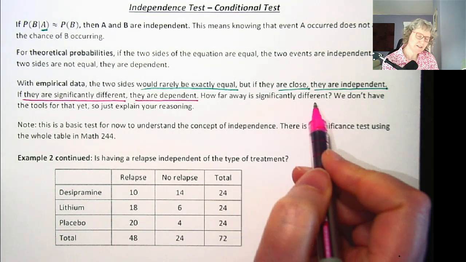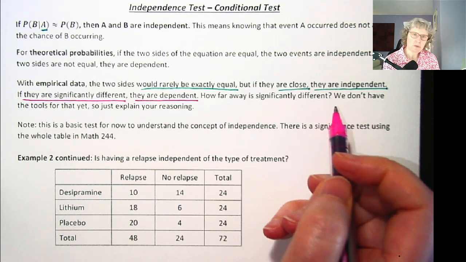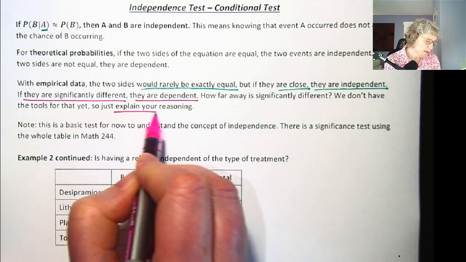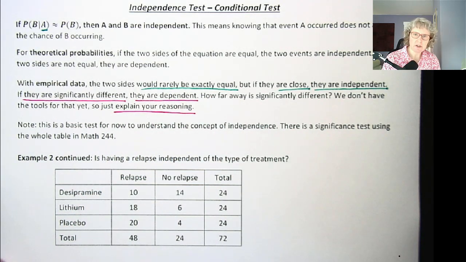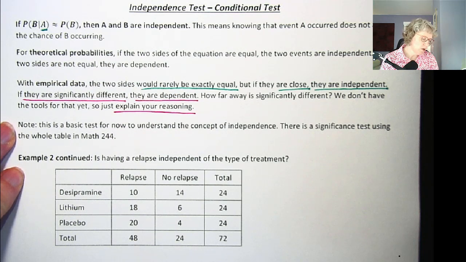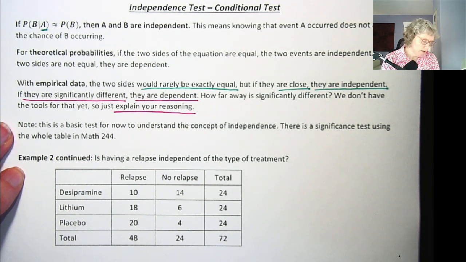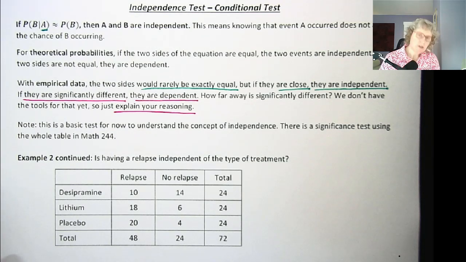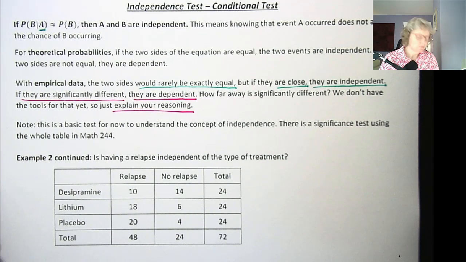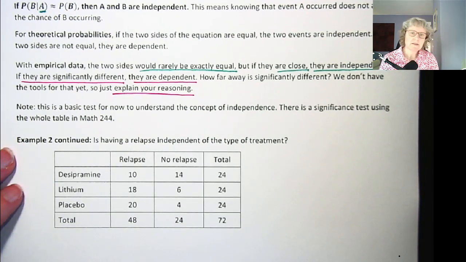Okay, now how far away is significantly different? We don't know that just yet. So whichever way you decide, explain your reasoning so that it is clear, and then either answer is okay as long as your reasoning matches it, okay? Note, this is a basic test for independence, just to get the concept. There is a more formal test in Math 244 or Stat 244. So we're not using the entire table, and you might be wondering about that, but it's because this is an introductory test.